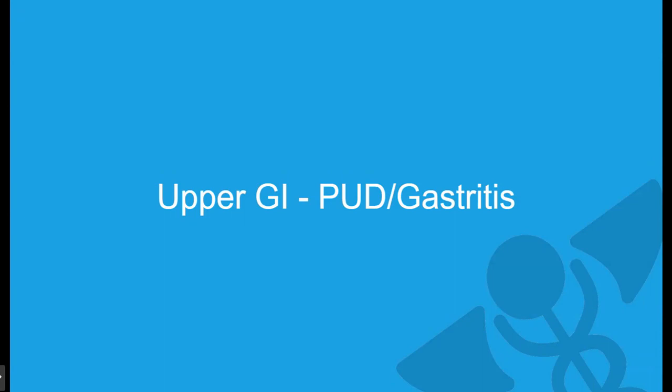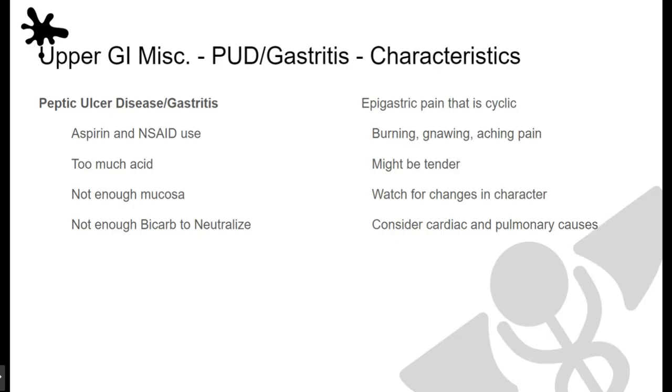Other upper GI stuff, PUD, gastritis, peptic ulcer disease, right? So kind of the same thing in a way. You're talking about that irritation, that inflammation of that area. So often this is from aspirin and NSAID use. It can be from too much acid, not enough mucosa, or not enough bicarb to neutralize all those things that can create an acidic environment and wear away that mucosal wall.